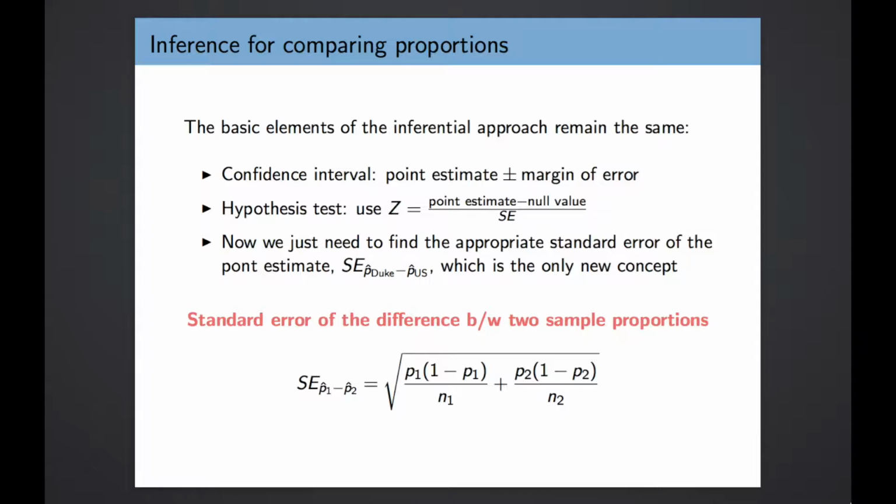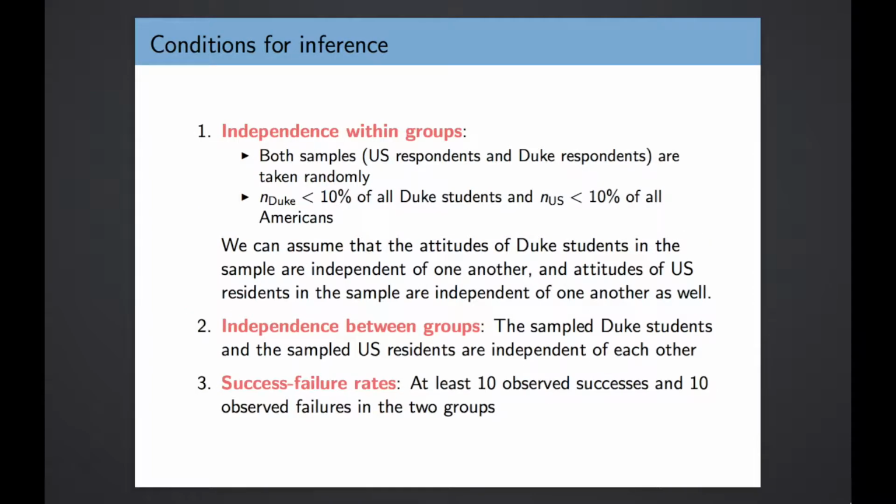This standard error formula is printed here. It is the estimate in one of the populations times 1 minus that estimate over the sample size in that population, plus the same thing for the second population that we're studying. We'll work through this in a little bit, but this is the standard error for the difference between two sample proportions. As always, there are some conditions for inference that we need to take into account before we go ahead with our testing approach.